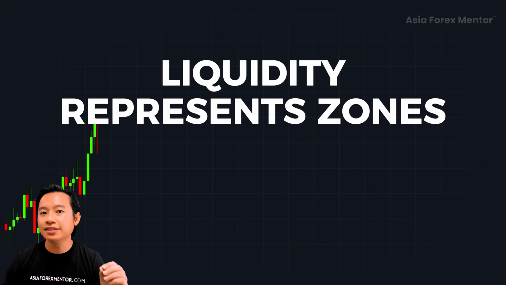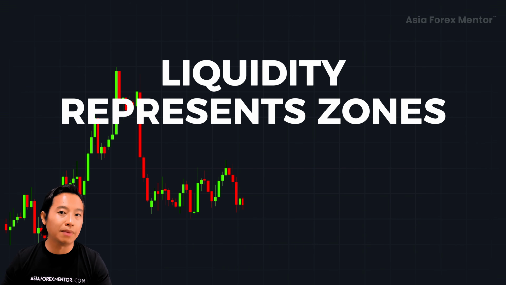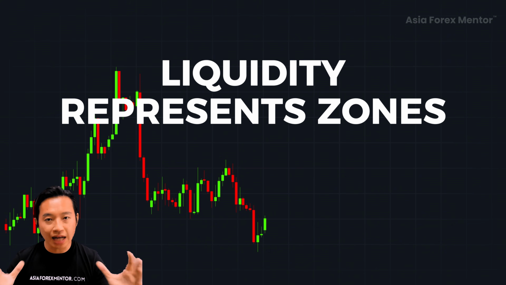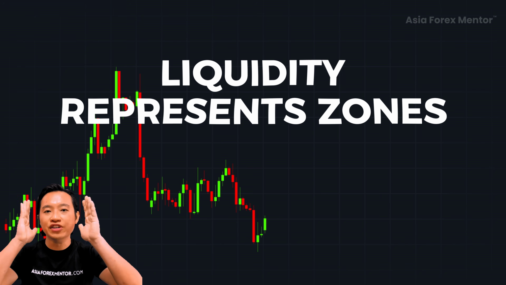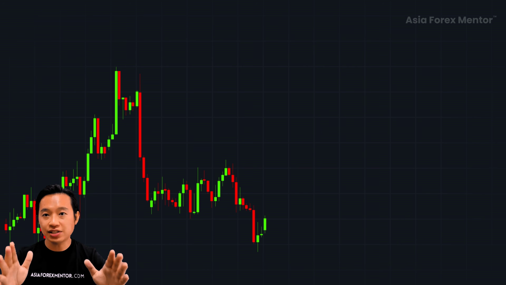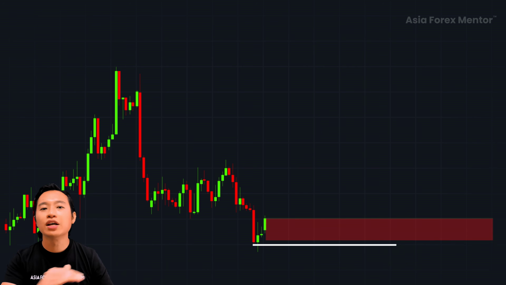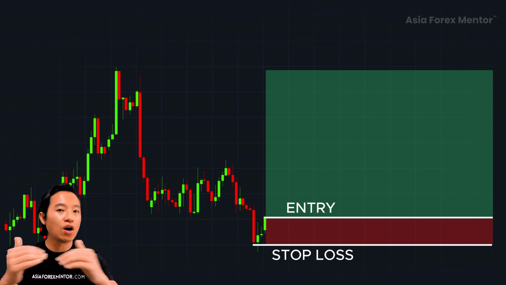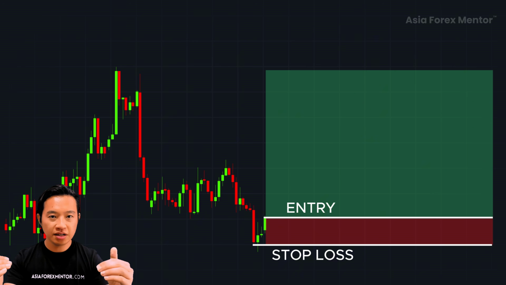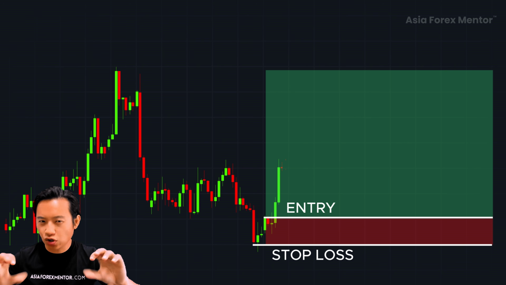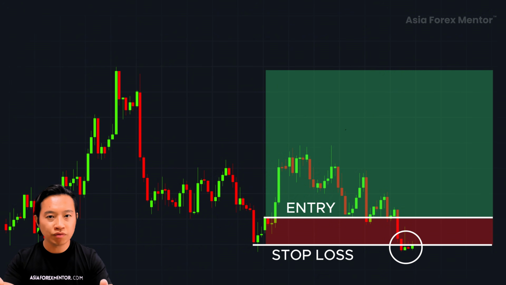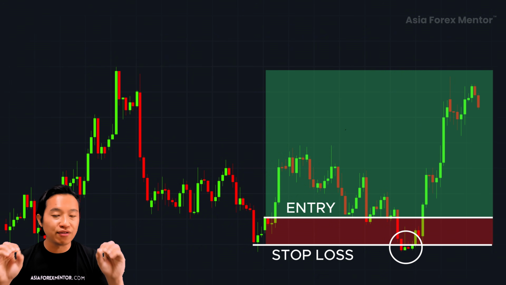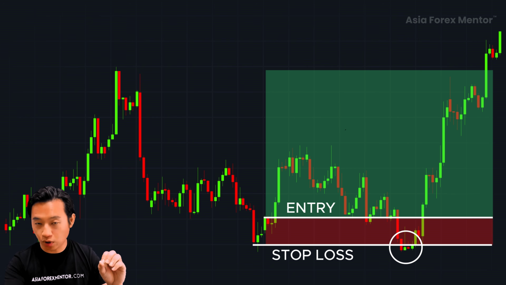Liquidity represents zones on the market where a large pool of money kind of rests. That's how you can visualize liquidity. Such as, for example, what does it mean? Such as stop loss levels, or buy and sell orders. These are the zones. So when a trader gets stopped out from a position, the market would absorb the funds that are tied to that stop loss, correct?